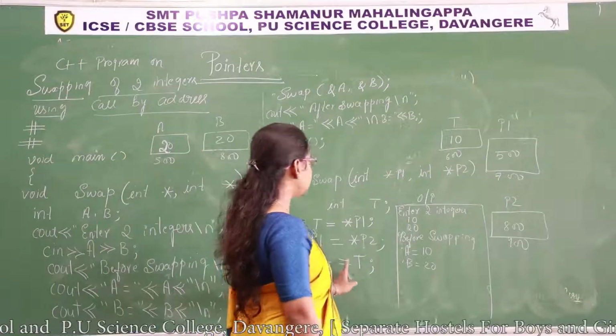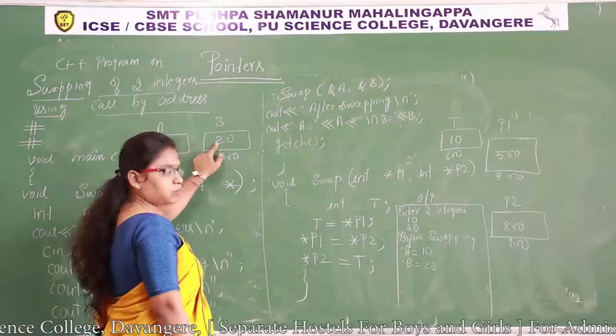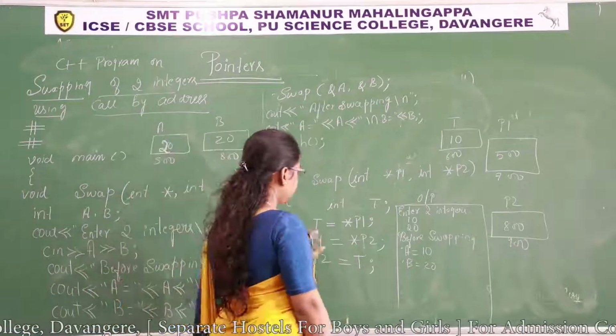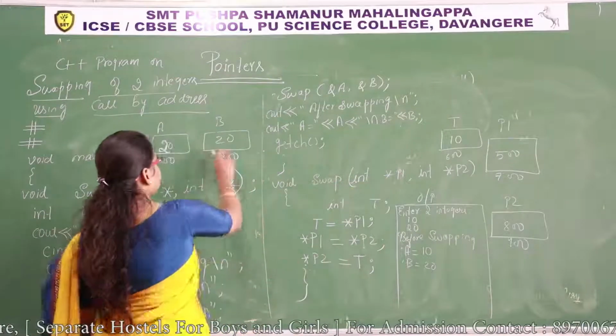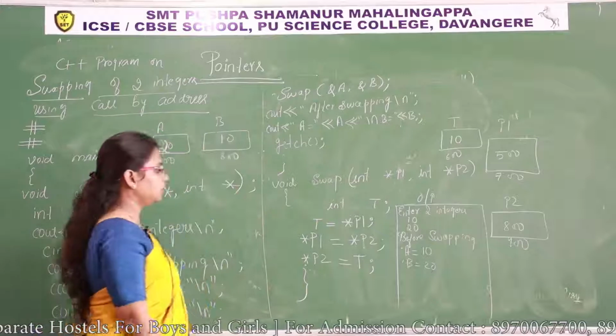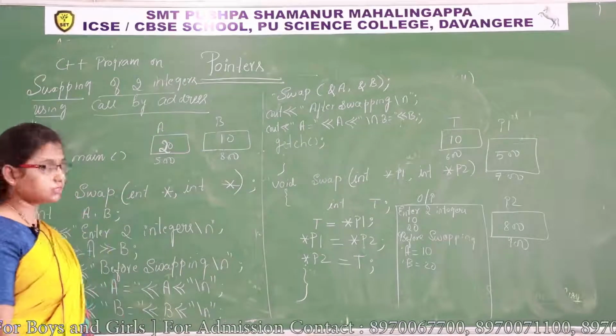Next, star p2 is equal to t. Star p2 means b. It's equivalent to b. What is the value of t now? 10. The 10 goes to star p2. Here, b is 10. In this way, these values are swapped in the actual memory itself.